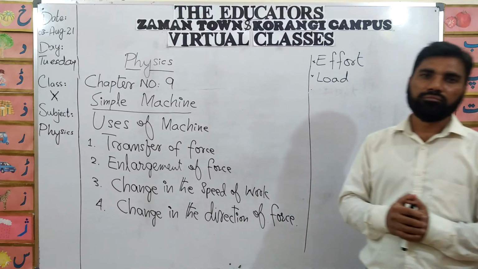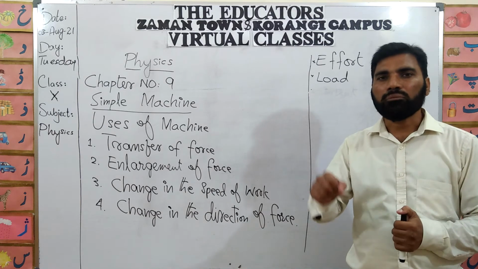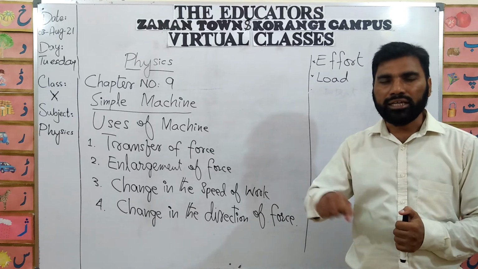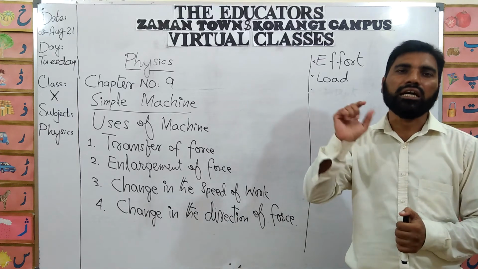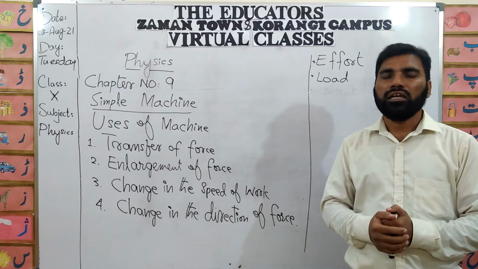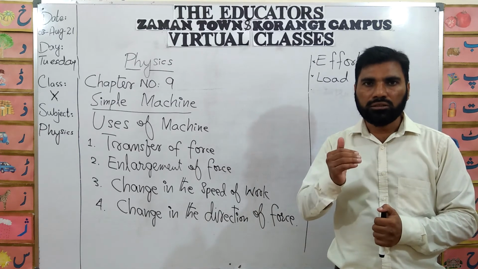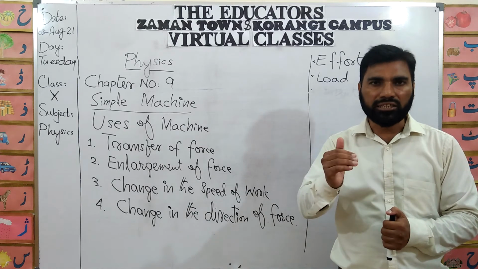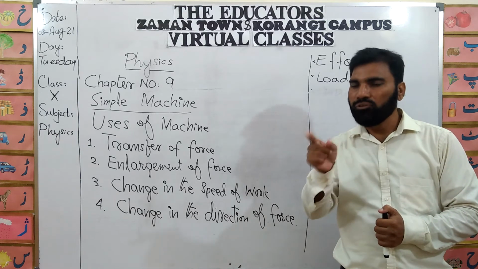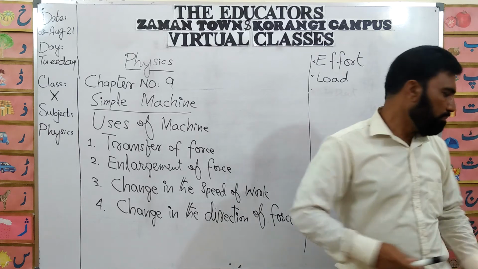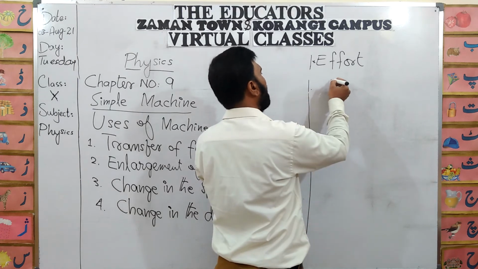Suppose a screw jack is a machine, and you are applying the force by your hand, by rotating the handle of the screw jack. This force is called effort. Same thing if you are riding a bicycle: by foot, you are applying the force on the pedal of the bicycle. This force is called the effort. It is denoted by P.